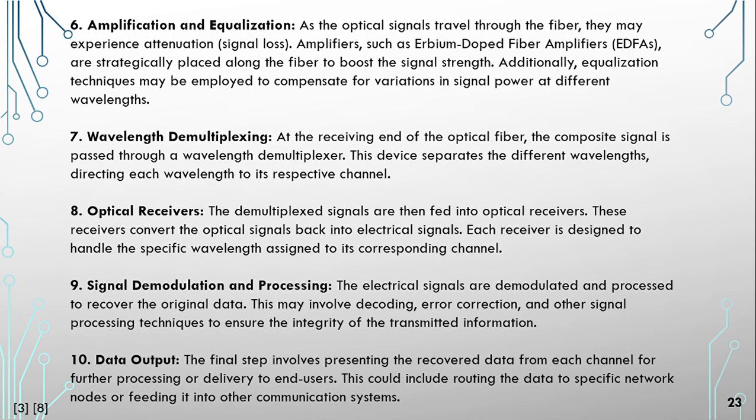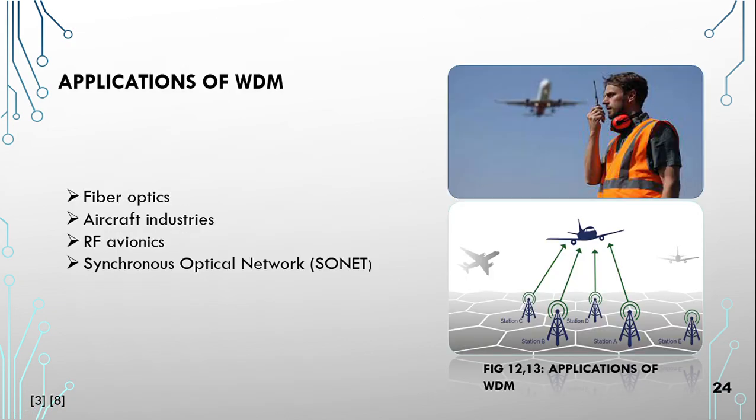At the receiving end of the optical fiber, the composite signal is passed through a wavelength demultiplexer, which demultiplexes the multiplexed signals. The next step is optical receivers. The demultiplexed signals are then fed into the optical receivers, and the next step is signal demodulation, and the final step is data output, presenting the recovered data from each channel for further processing or delivery to end users.